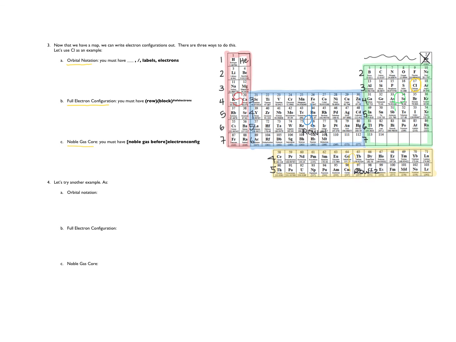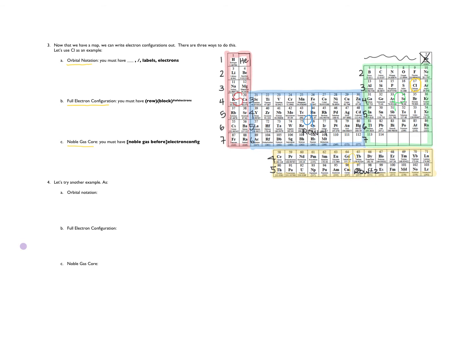Chlorine has 17 electrons, and we know that because it has 17 protons, so if it's neutral, it has 17 electrons. In order to write the electron configuration, we're going to start right at the beginning with hydrogen, and we are going to read just like you would read a piece of paper. So this first hydrogen is in the first row, and it's in the S block, so it's 1s, and there are 1, 2. And then we're going to keep going across.